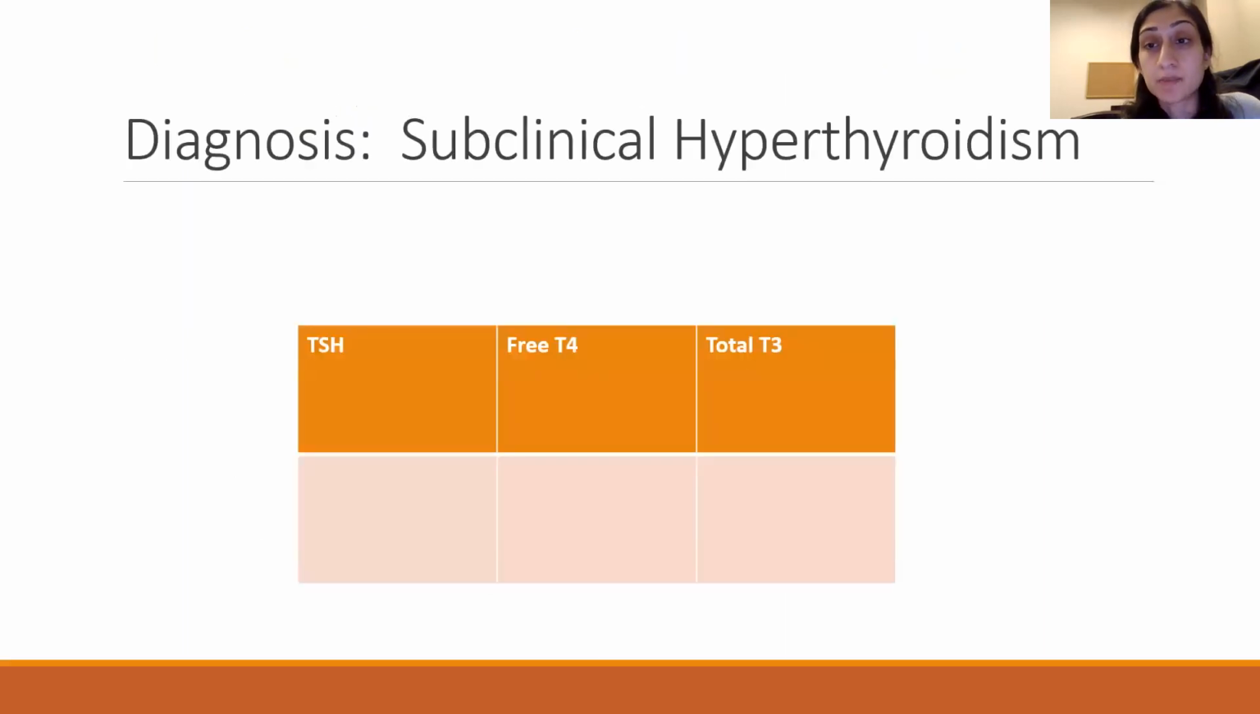So I wanted to touch base on subclinical hyperthyroidism. In subclinical hyperthyroidism, you have a low TSH, a normal T4, and a normal T3.